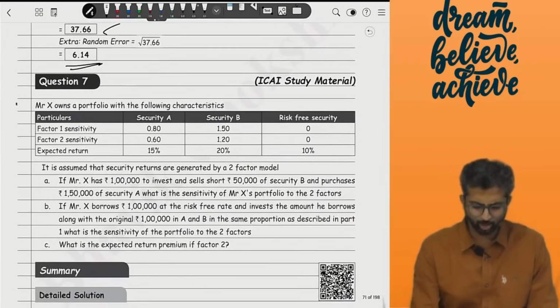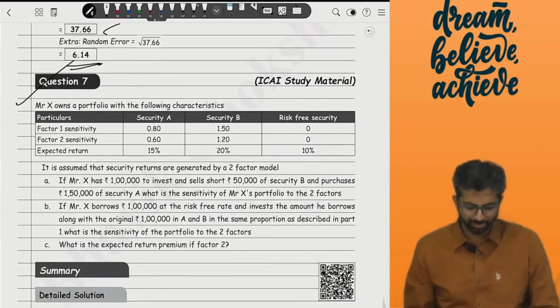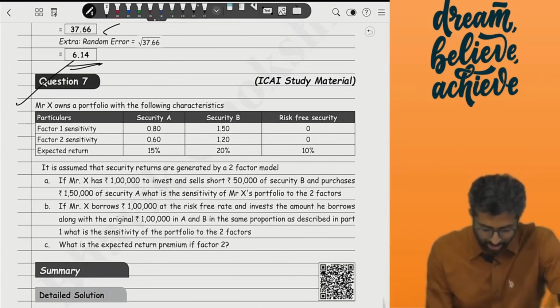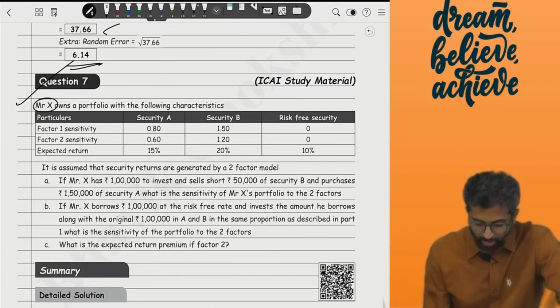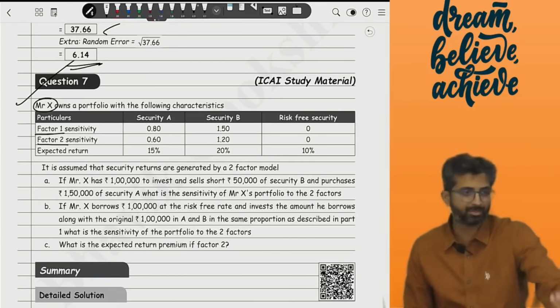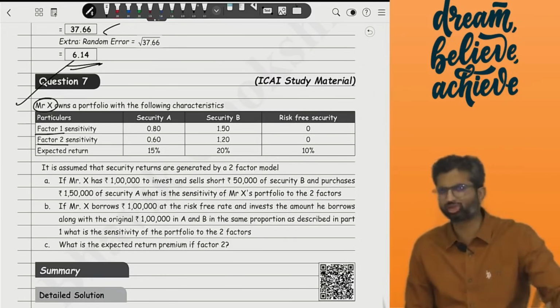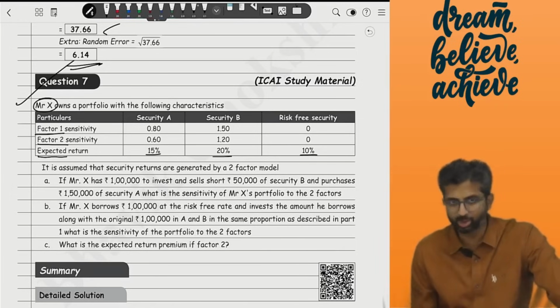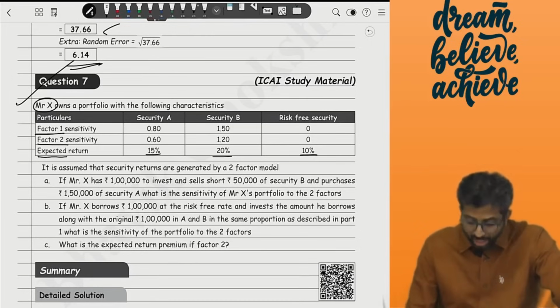Okay, next you have questions regarding arbitrage pricing theory, APT, question 7 as well as 8 pertaining to APT. Let us review this. Question number 7, Mr. X owns a portfolio of the following characteristics: factor 1 sensitivity, factor 2 sensitivity. We don't know what factor 1 is. Maybe it is inflation, maybe factor 2 is oil price, exchange rate, it can be anything. And then there is an expected return of 15%, 20%, and risk-free security obviously has zero sensitivity, zero beta to any factor. And then there is a 10% return.